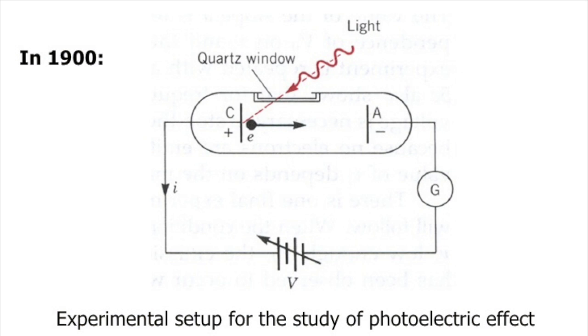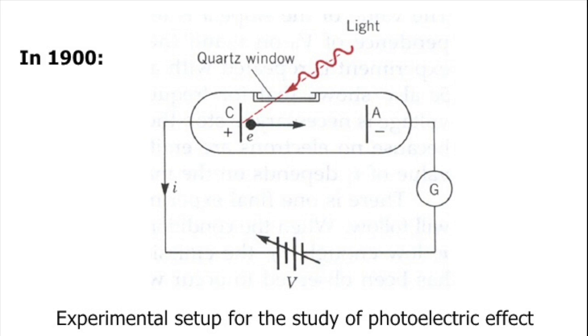In this experiment, light is shone through a quartz window as shown in the diagram. Quartz is used because of its high transparency. This is directed at a metal plate parallel to another metal plate, all enclosed in a vacuum glass tube. While we do not expect any current to flow through the circuit, an interesting behavior is observed.